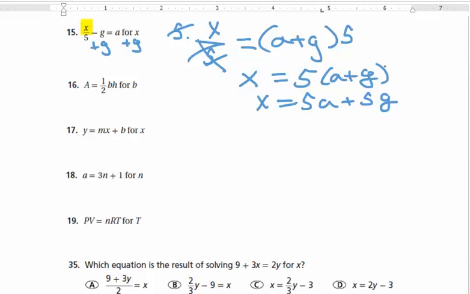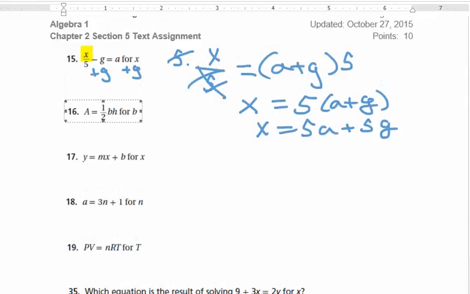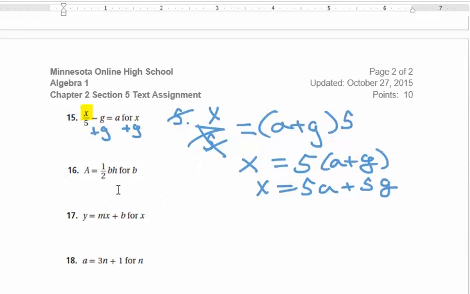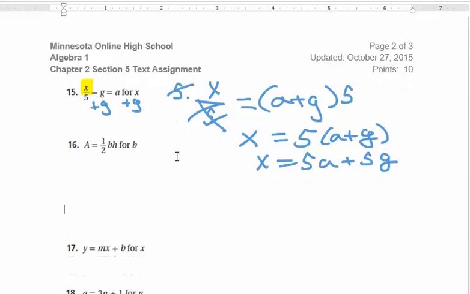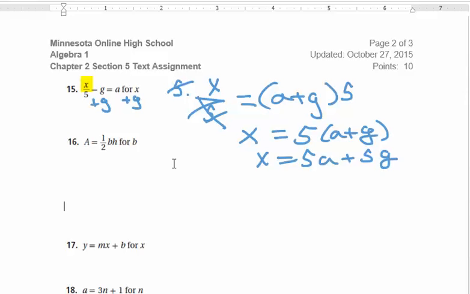Let me get myself a little more room here. Where did it go? There we are. Okay, so on 16, we would multiply both sides by 2, perhaps, to get rid of the fraction. That would be one way to start.